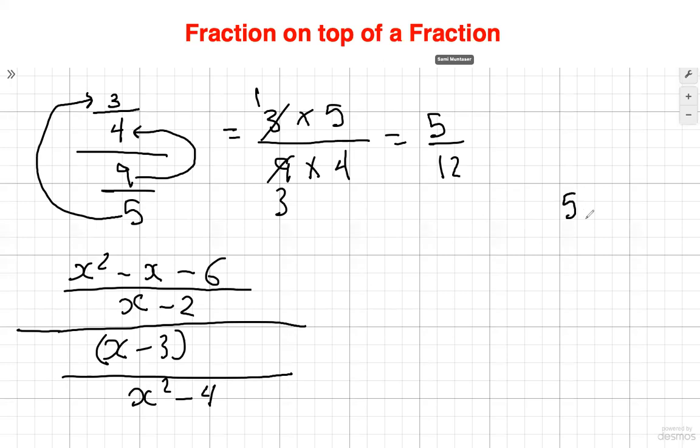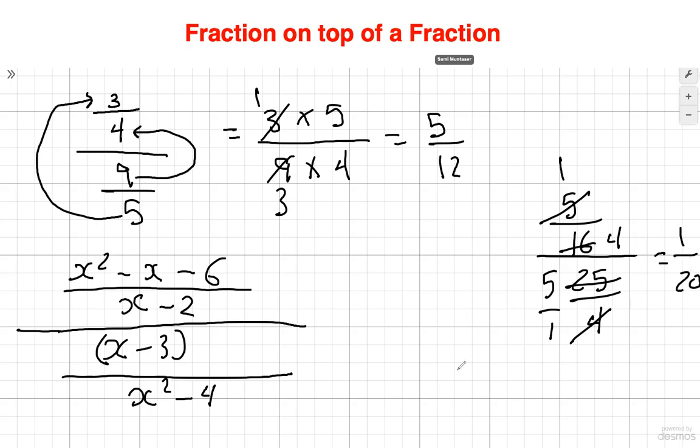So if we have 5 over 16, and we have 25 over 4. Now you could also reduce the top of the top fraction with the top of the lower fraction. So 5 reduces and 25 reduces to give you 5. And also you could reduce the bottom of the lower fraction with the bottom of the top fraction, and that will give you 4. And now you could say this is 5 over 1. Now 1 gets multiplied into the 1, 5 gets multiplied into the 4. So you get 1 over 20.